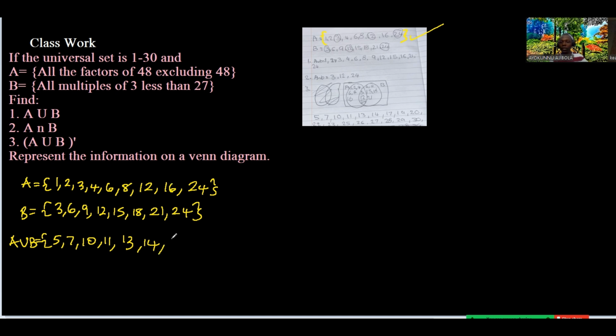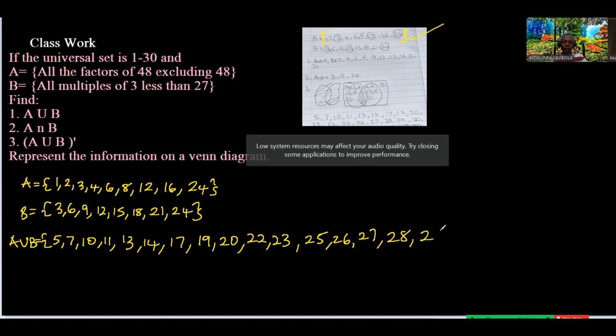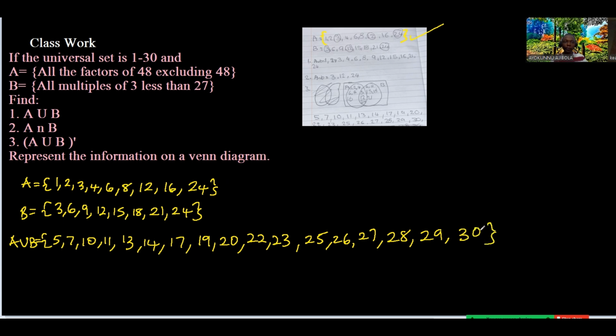There's 16. No 17. No, there's 18. No 19. No 20. But there's 21 there. 22, no. 23 is not present there. 24 is present, and that is about that. So 25, 26, 27, 28, 29, and 30 in the universal. Okay?